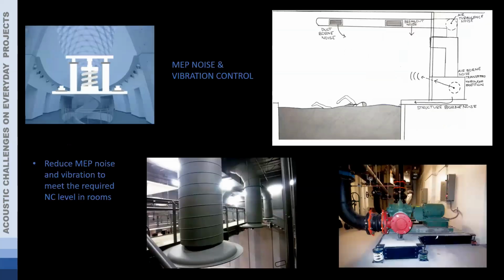We also look at mechanical noise and vibration control. This is where there are several different noise sources associated with mechanical equipment, and so we look at every single one of those sources so that we can determine how best to isolate, how best to reduce, and how best to make sure that the acoustic environment from the mechanical system is what it needs to be, especially in those spaces that require very quiet sound levels.